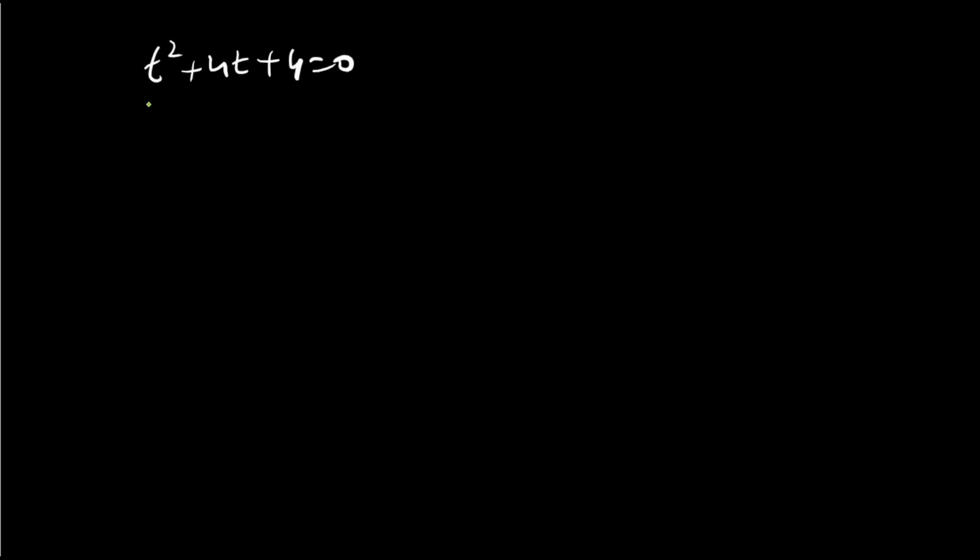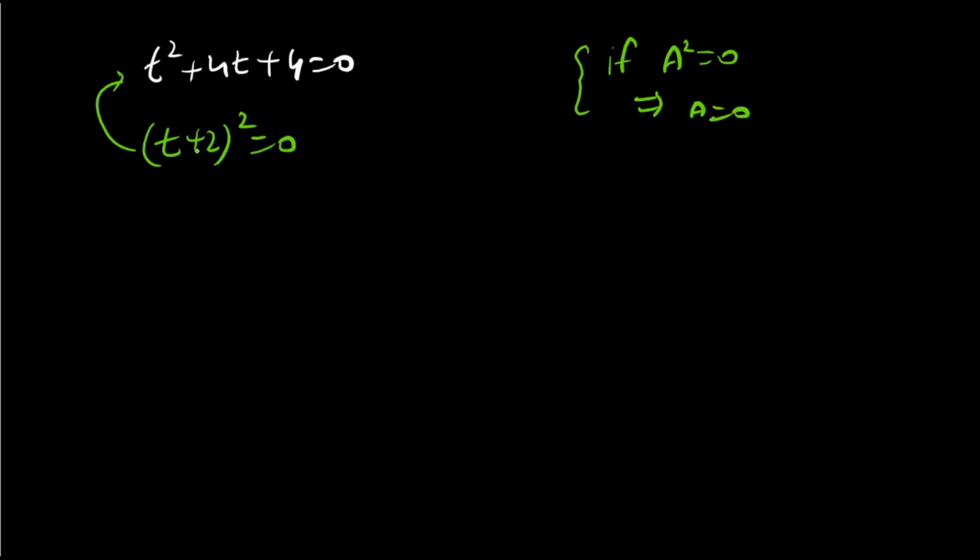This expression is the same as (t + 2)² equals 0, because students, if you expand (t + 2)², we get t² + 4t + 4. We know that if a² equals 0, this implies a equals 0. Then if (t + 2)² equals 0, this implies t + 2 equals 0. Then the value of t is minus 2.